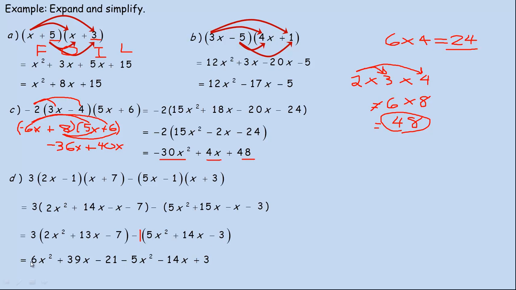Okay, so now we have some like terms. 6x squared minus 5x squared would be x squared, so a 1x squared at the beginning. And then 39x minus 14x would be a 25x. And negative 21 plus 3 is minus 18. So that's what that would simplify to. And that's the end of the lesson.